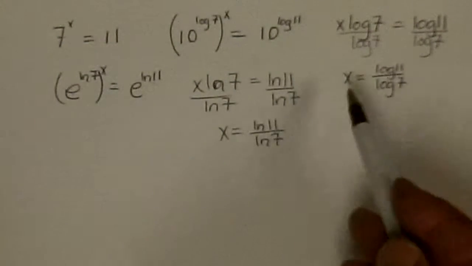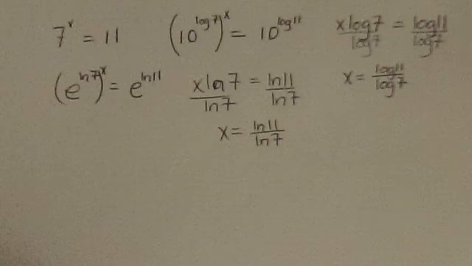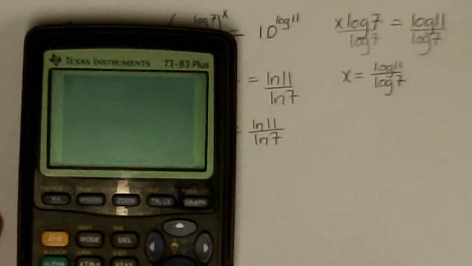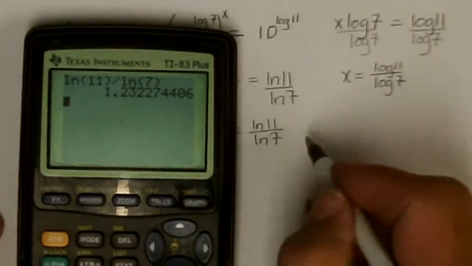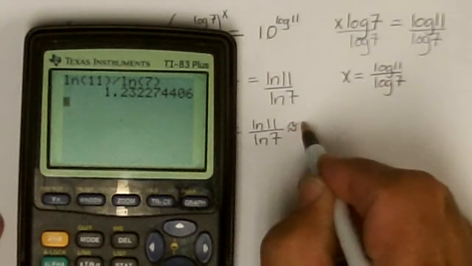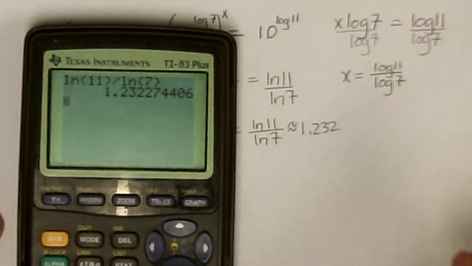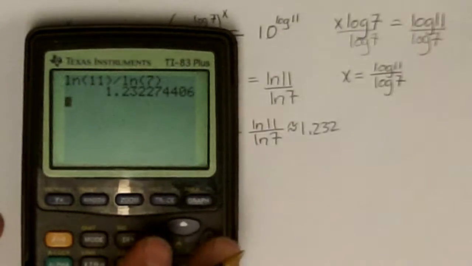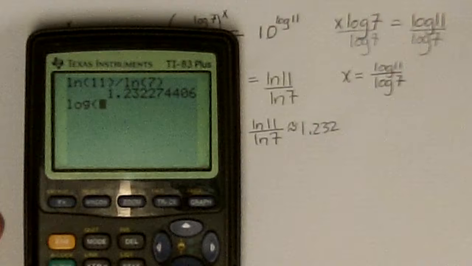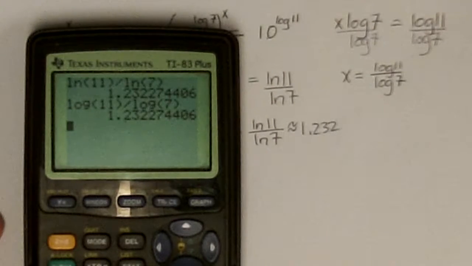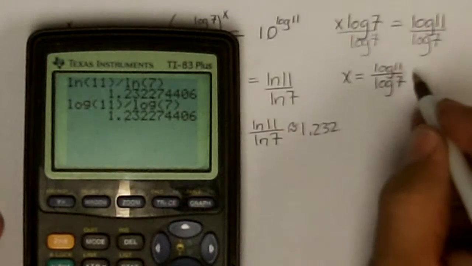Now, it looks like we got two different answers, but we don't. If we go natural log 11 divided by natural log 7, we get approximately 1.232 something. And what do we get when we do log 11 divided by log 7? That's log base 10. Exactly the same number.